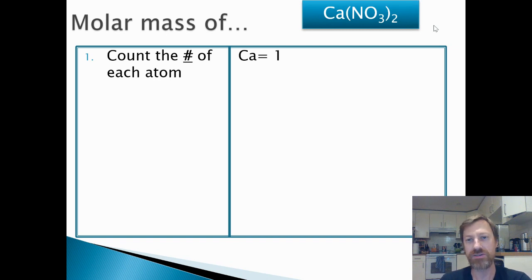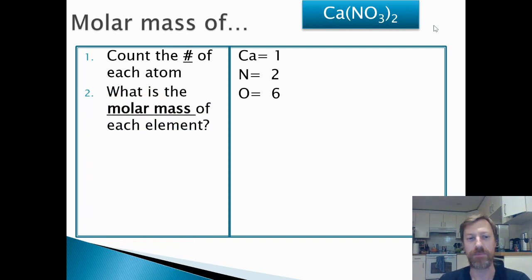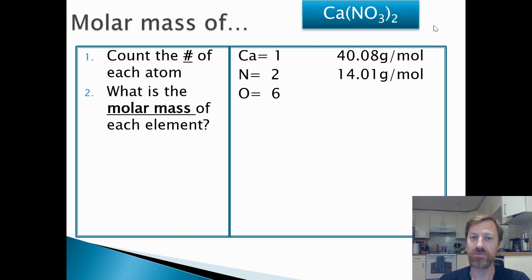But we're going to have 2 nitrogens because 2 times 1 is 2, and there's an implied 1 subscript on the nitrogen. And we're going to have 6 oxygens, because we have 3 oxygens in nitrate and 2 nitrates, so 3 times 2 is 6. The rest of this is exactly straightforward from what we did before. What's the molar mass of each element? 40.08 for calcium, 14.01 for nitrogen, oxygen is 16.00.